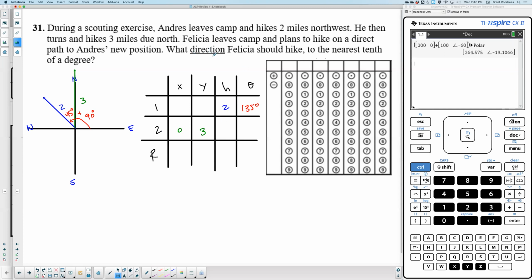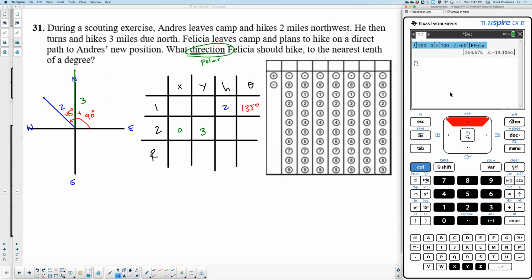We want to know the direction. Is that part of rectangular or is that part of polar? Polar. So we're going to do a menu 7C4 on this. Again, if you want to go step by step, doing it by hand like we did earlier in the year, you would convert these, add up X's and Y's, then convert it over. I'm just going to use a calculator, let it do the work for us.